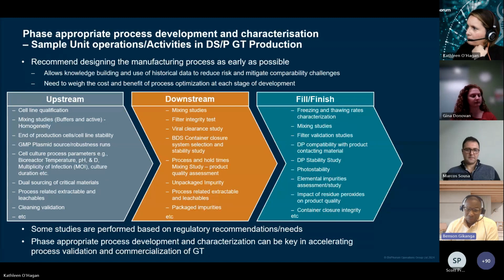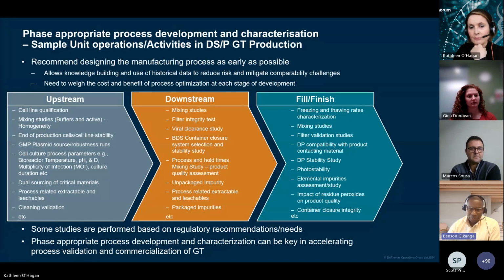Another one, especially for downstream processes for CGT, is impurity. If you have anything that is unpackaged, so we've been talking about empty, full, and all the other variants that you can see with the AAVs, it's really important that you take that into consideration as well.